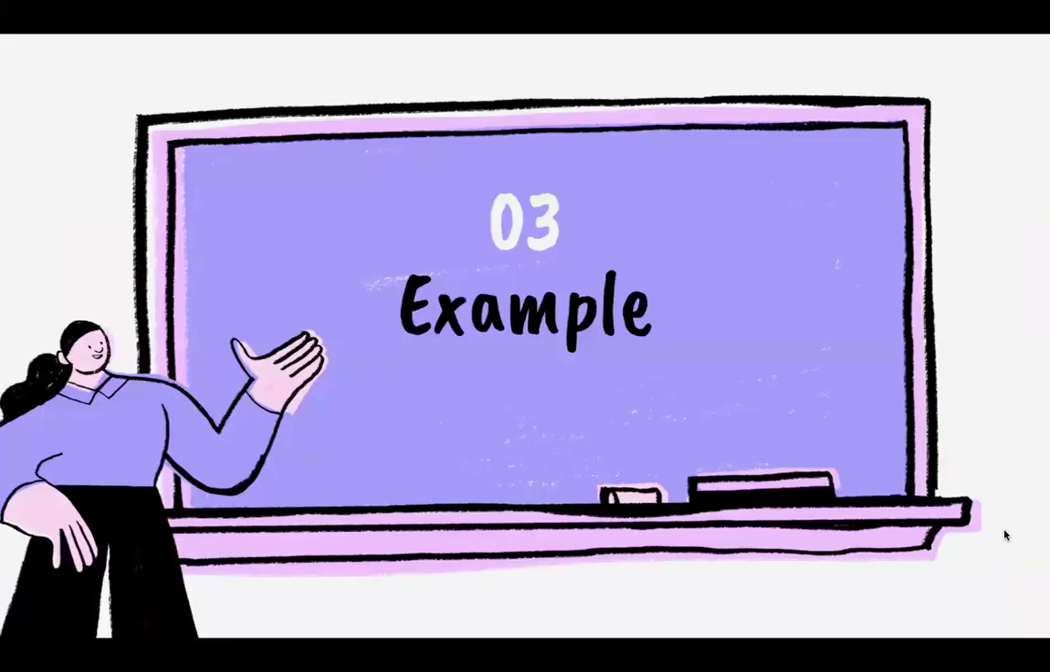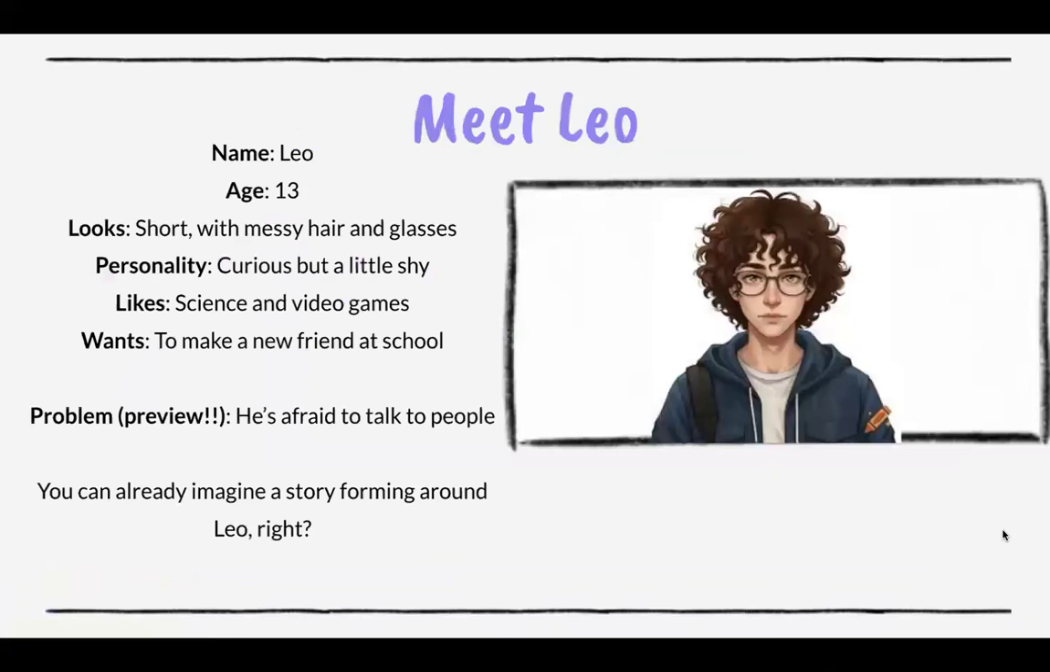So now let's look at an example character. So meet Leo. We have some descriptions about Leo here. His name is Leo. He's 13 years old. He's short with messy hair and glasses. And some aspects of his personality are that he's curious but a little bit shy. For his interests, he likes science and video games, and for his goals, he wants to make a new friend at school. So the problem, and this is a little preview for what we're going to cover later on in this course, is he's afraid to talk to people because of his shyness.